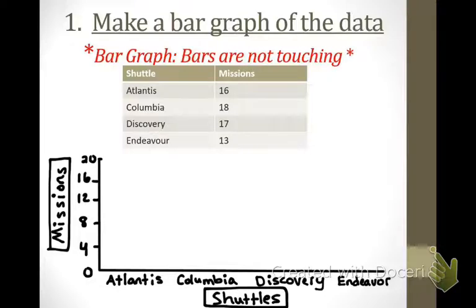So next up, number 4 is going to ask us to always number the bars and the lines. So I'm going to go ahead and look here at my information. The first shuttle it talks about is the Atlantis. How many missions did the Atlantis go on? 16. So I'm going to go ahead and find right there. I'm going to put a 16, and then I'm going to draw my bar going down. Now number 4 says to always number the bars and the lines. So up above it, I'm going to make sure nobody questions or wonders, but it went on 16 missions.